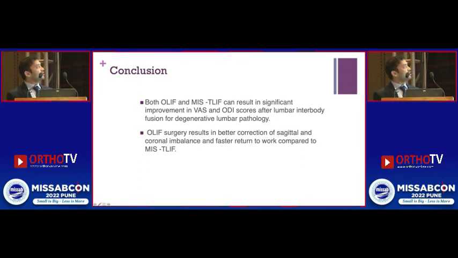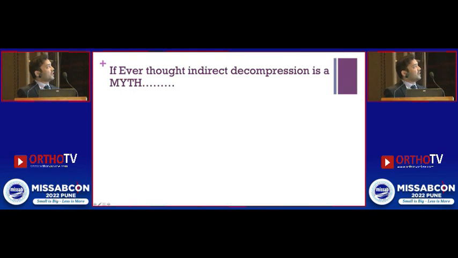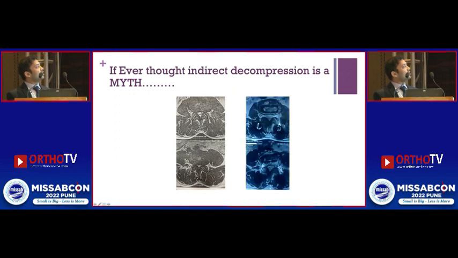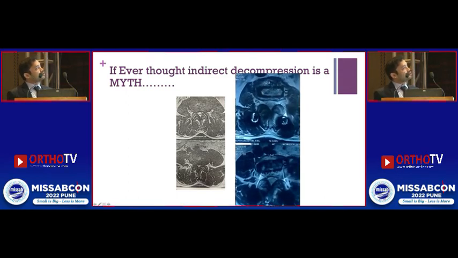We have concluded that both OLIF and MIS TLIF can result in significant improvement in VAS and ODI scores when it comes to functional scoring after lumbar interbody fusion. But OLIF surgery results in better correction of sagittal and coronal imbalance and faster return to work compared to MIS TLIF. So if you ever thought indirect decompression is a myth, this is the slide. This is a pre-operative MRI where we have done a 2-level OLIF, and this is the 2-year follow-up showing decent decompression with the procedure.